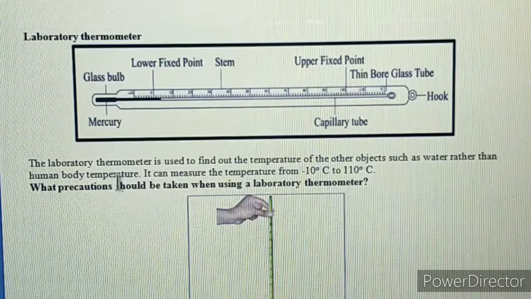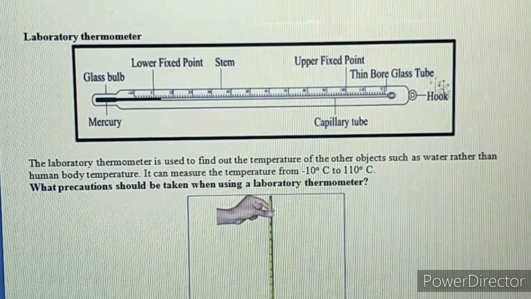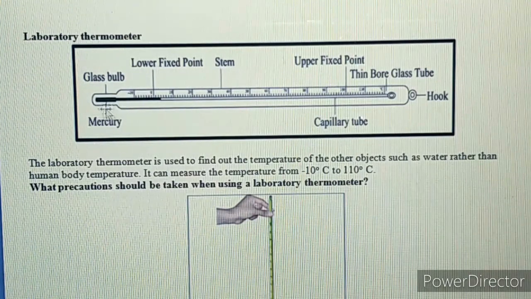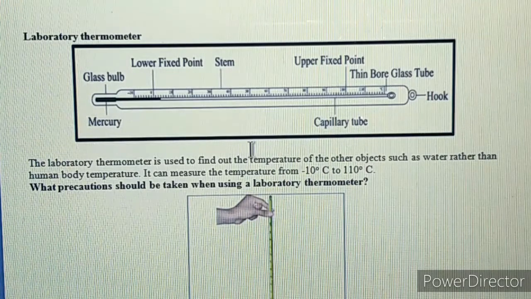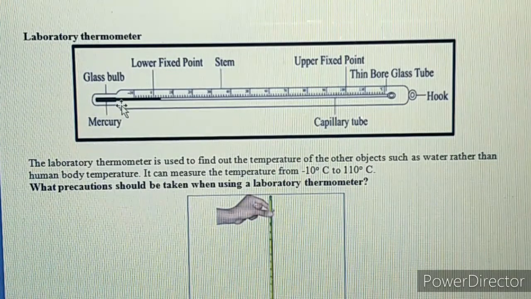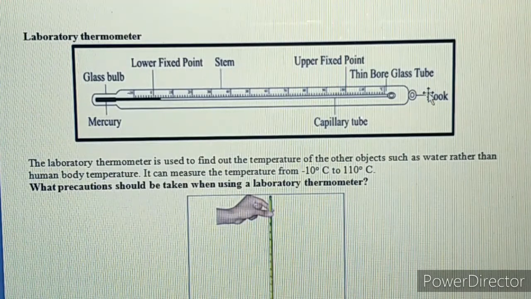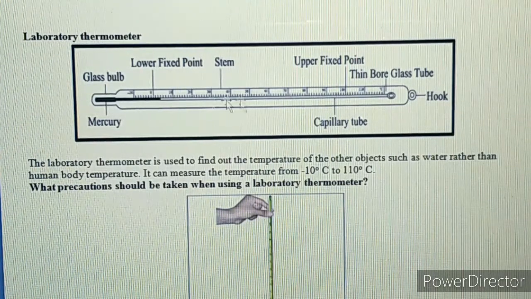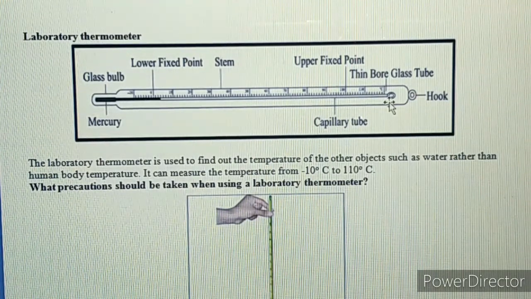Now, the second thermometer is which one? The laboratory thermometer. Now, you can see the diagram of the laboratory thermometer. Here, the thermometer is the same as the clinical thermometer, but what is extra in this? The scale is very long. It is not from 35 degrees Celsius to 45 degrees Celsius. It is from minus 10 degrees Celsius to 110 degrees Celsius.